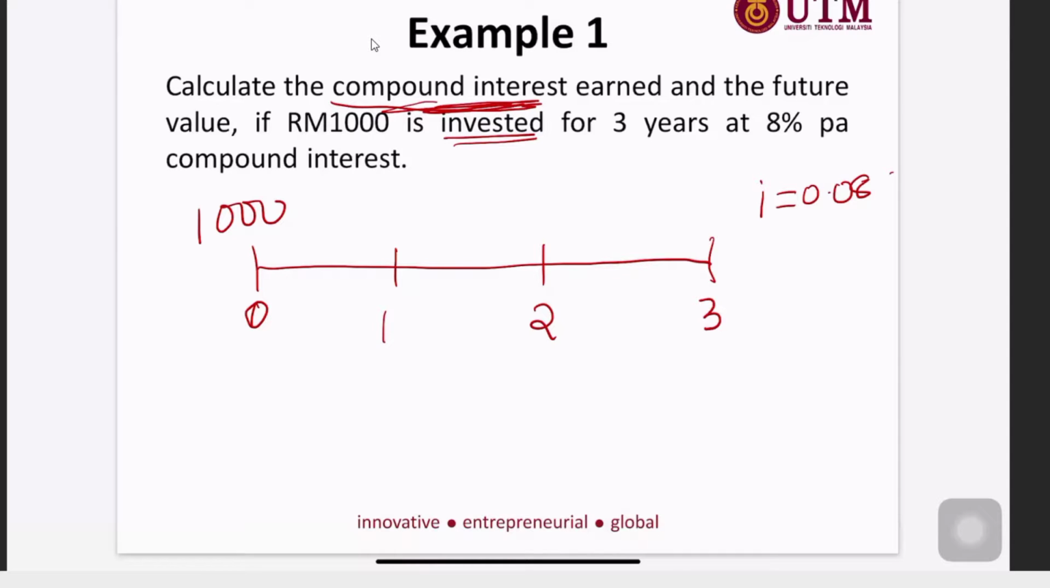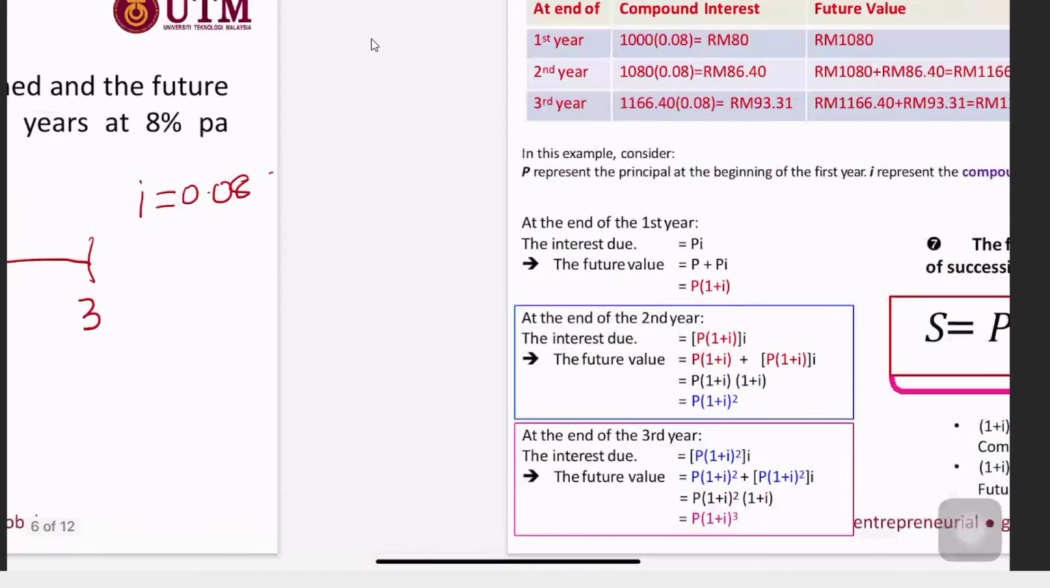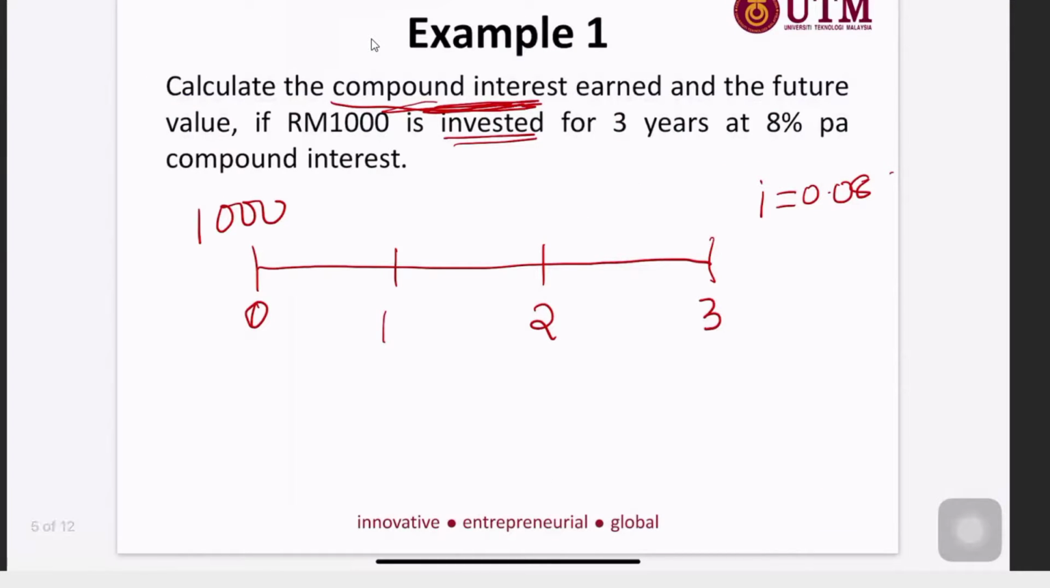Anyone want to volunteer to do this example? Okay, nobody? Okay, doctor. Is the 0.08 the I or the R? The 0.08 is I. Later I will show you the new formula. Oh, okay.